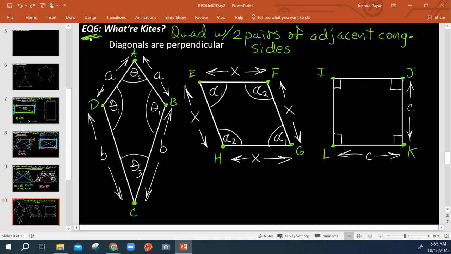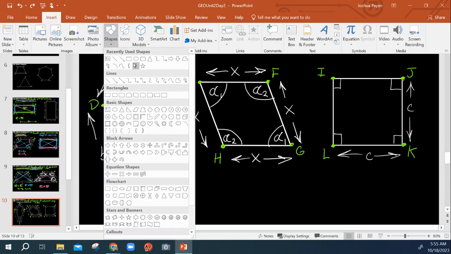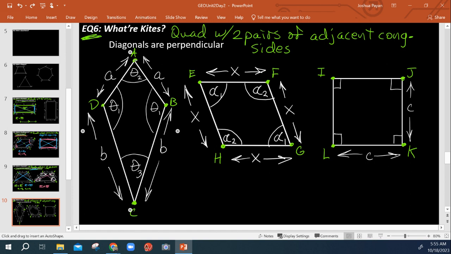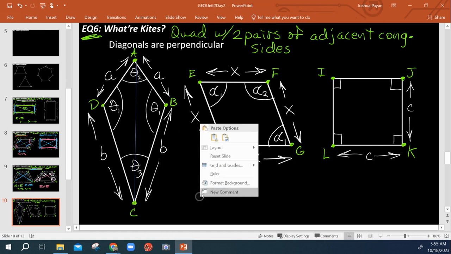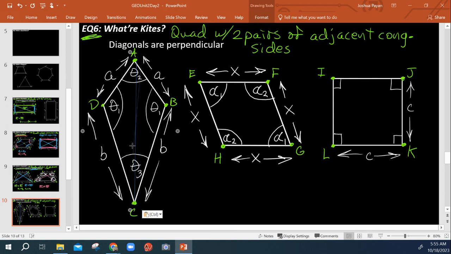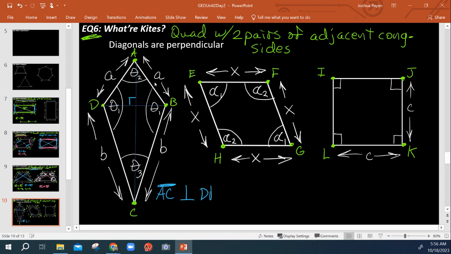Okay, so now let's get into the diagonals. Pretty simple here with the diagonals. They're simply always going to be perpendicular, right? So diagonal AC on this guy is going to be perpendicular to diagonal DB here. Okay, and we see clearly we've got a right angle formed there. So we can say plain as day, diagonal AC is perpendicular to diagonal DB.